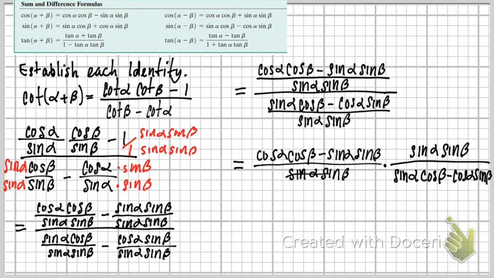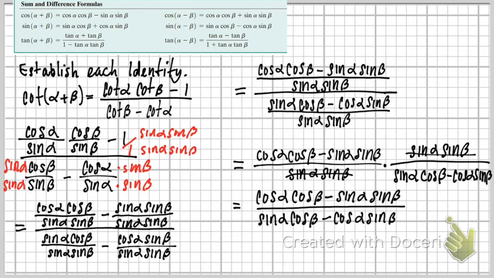So what's going to happen here is, you notice these cancel out. And now take a look at what we end up with. And then what we do is we just multiply straight across. When those cancel, they leave a 1 in its place. So we end up with this below here.